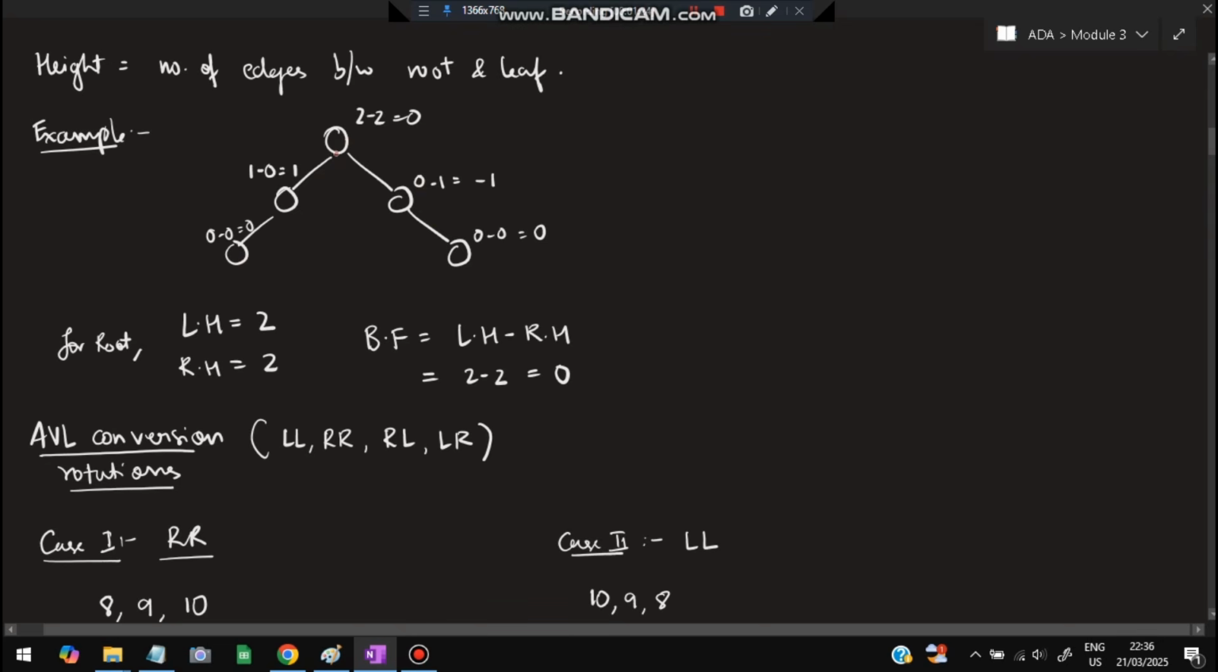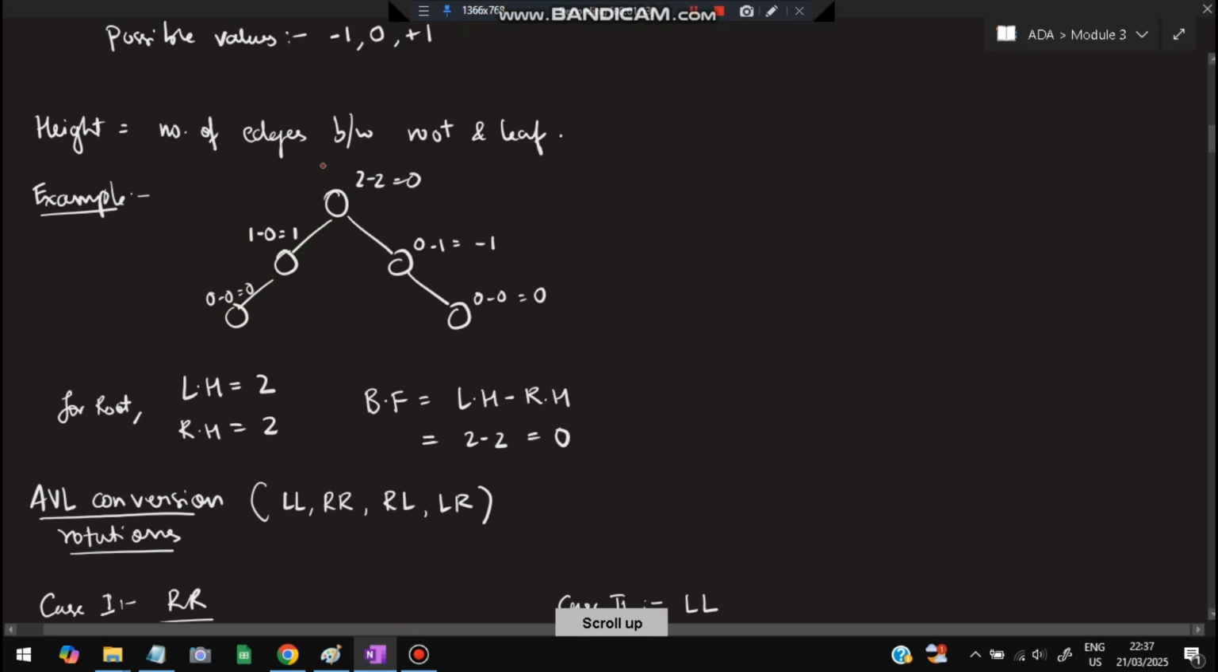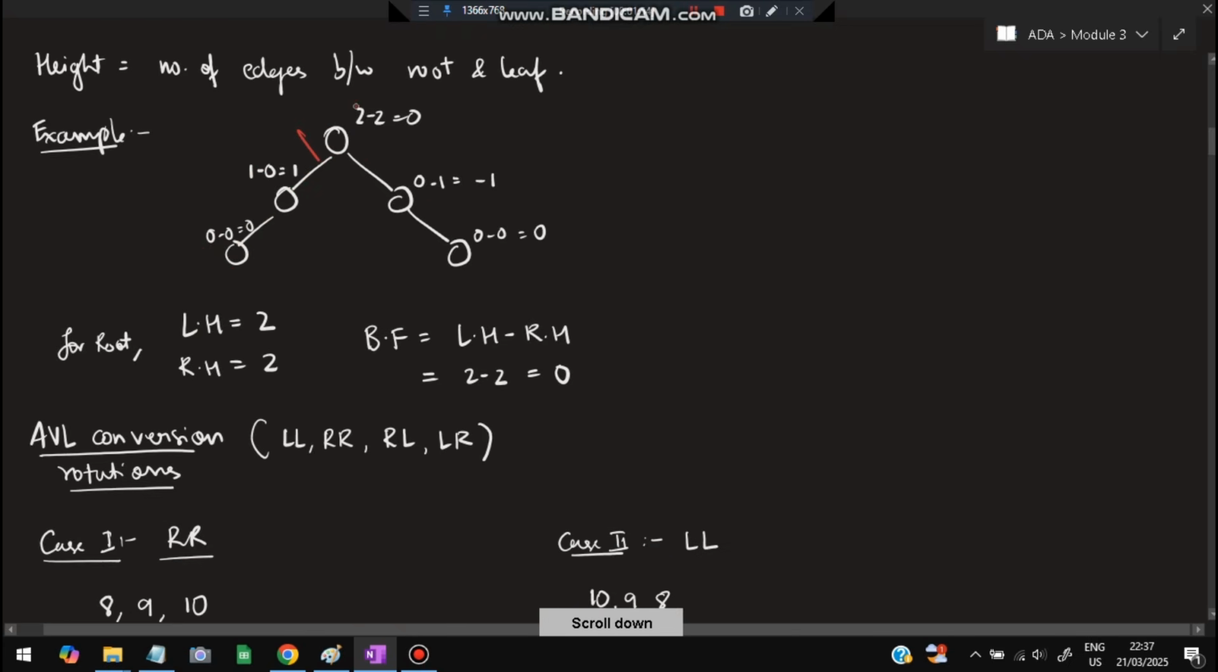In this tree I have to calculate the height at each node. What does height mean? Suppose I want to calculate the height of this node. This is a left subtree and this is a right subtree. If I ask the height of the left subtree, take where it starts and where it ends, and count the edges in between: one edge, two edges. So this subtree's height is 2. Likewise, this subtree's height is also 2.